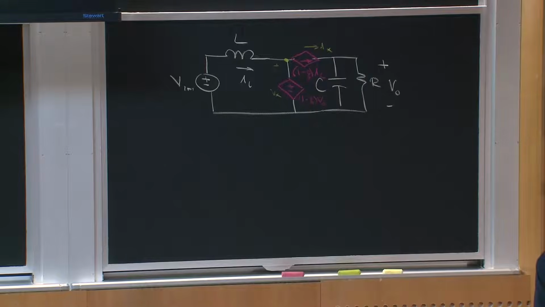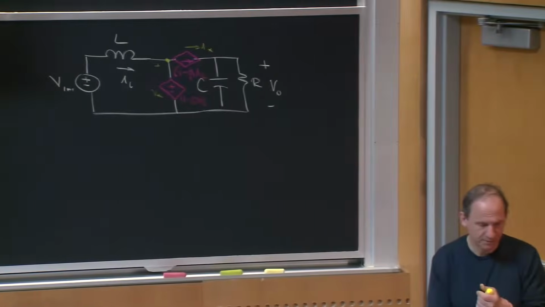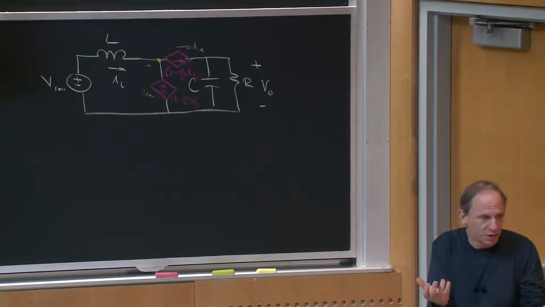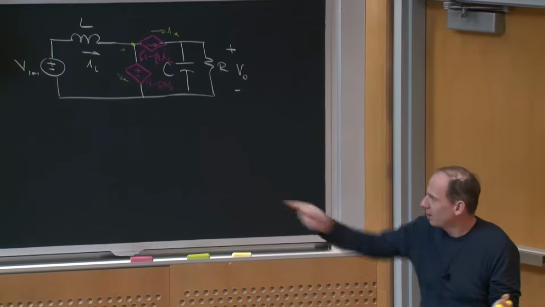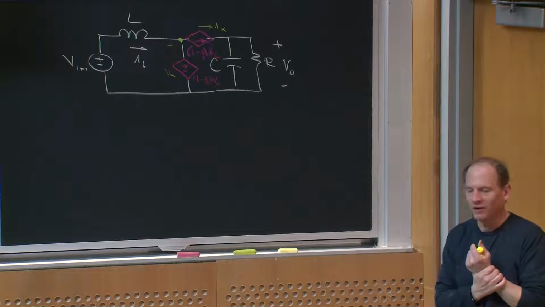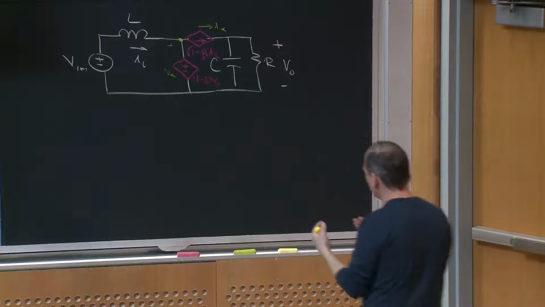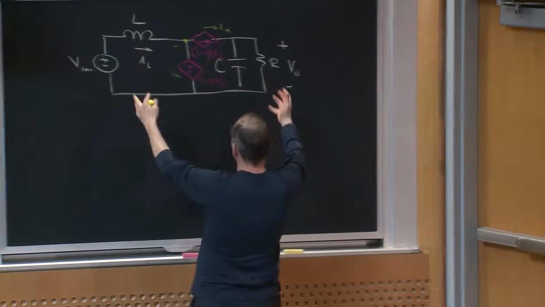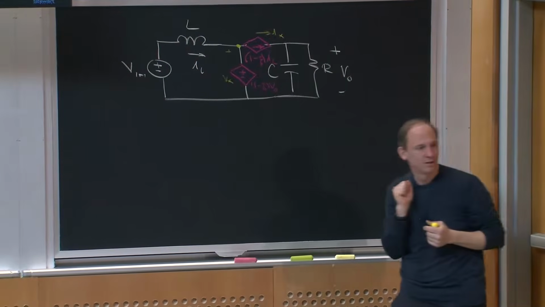But I want to get rid of the switching, right? So let me just go average this circuit. I'm going to apply that operator to that circuit. And what do I know? Well, I know that if I apply the operator to the circuit, the topology of the new circuit doesn't change. Why?